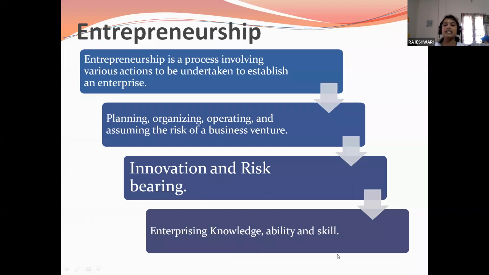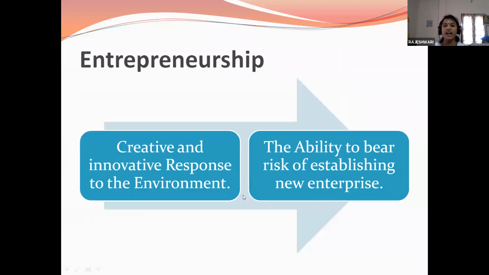If we have all these things, enterprising knowledge, ability and skill, with innovation and risk bearing capacity, then we can create one enterprise or business venture according to our interest. That is known as entrepreneurship, creating one business unit. Simply, we can say entrepreneurship means a creative and innovative response to the environment, as well as the ability to bear the risk of establishing a new enterprise.